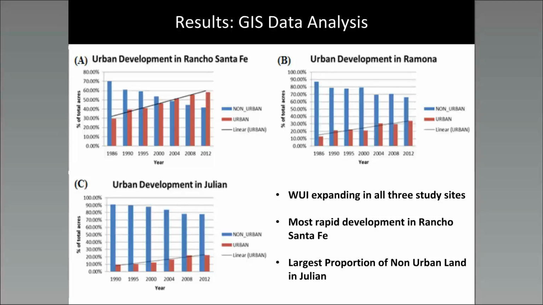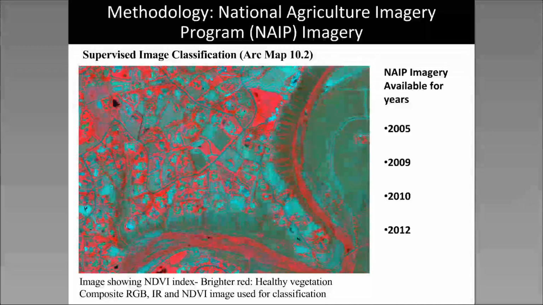So the next step was to try and use GIS and imagery to detect where is the vegetation, especially in relation to the homes, and look at defensible space in general. So what we used for that was the National Agriculture Imagery Program imagery, or NAIP. We had that for 2005, 2009, 2010, and 2012.